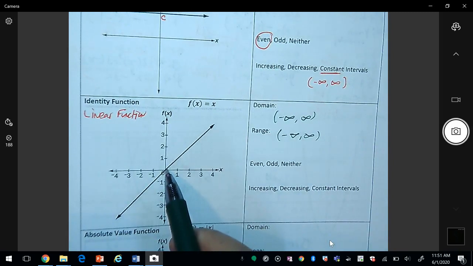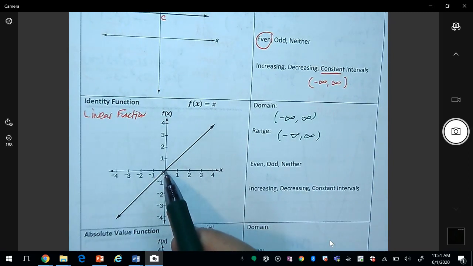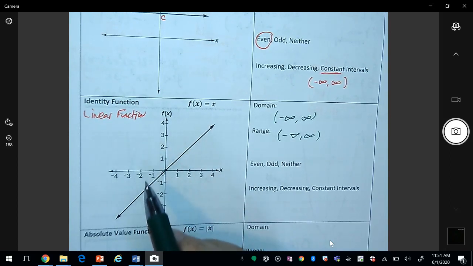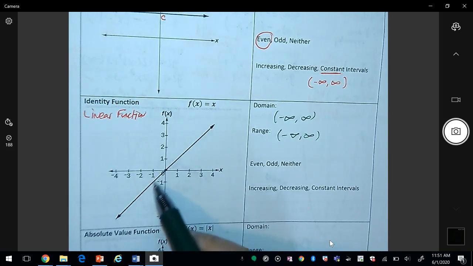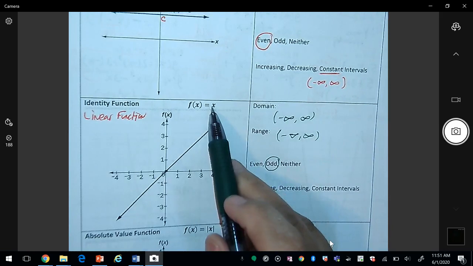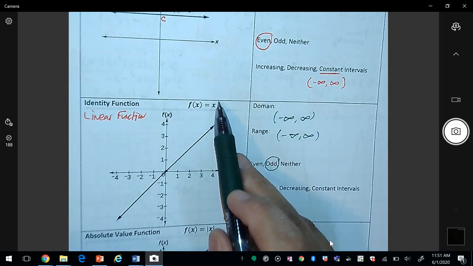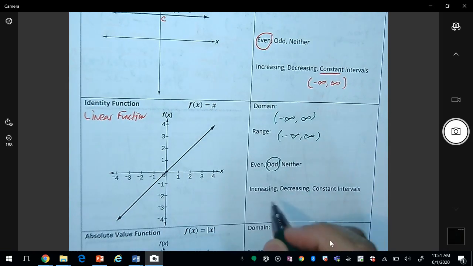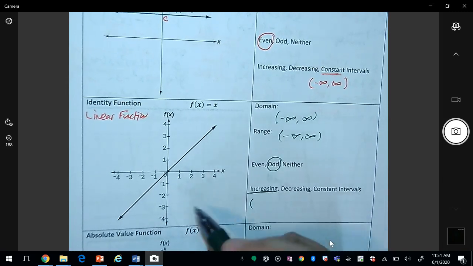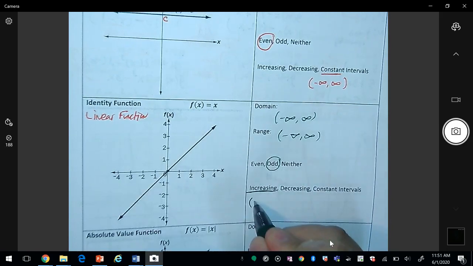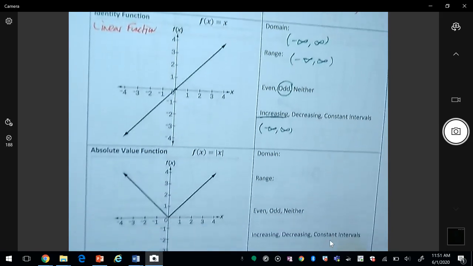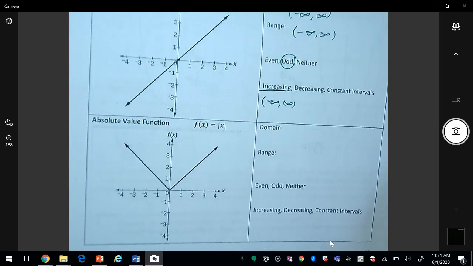This function has symmetry on the origin. As you can see here, if I fold on the y-axis and then on the x-axis, this will land on top of this. So we say that this is an odd function. And also we can see the exponent for x is 1, making it an odd function. This graph is increasing, and it's increasing from negative infinity to positive infinity.